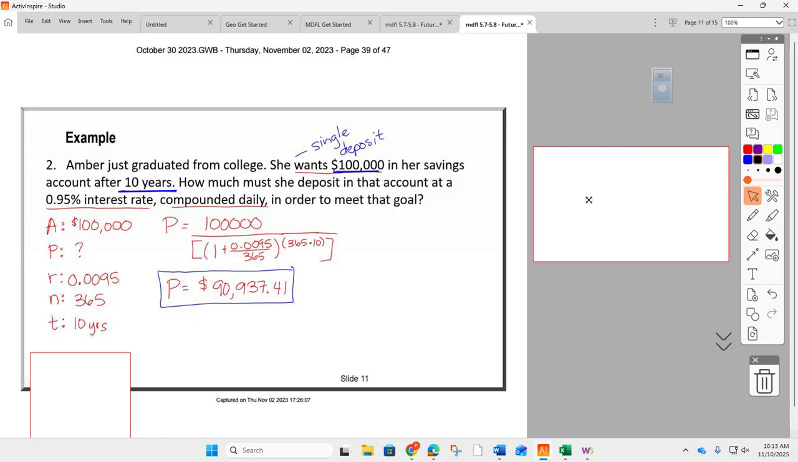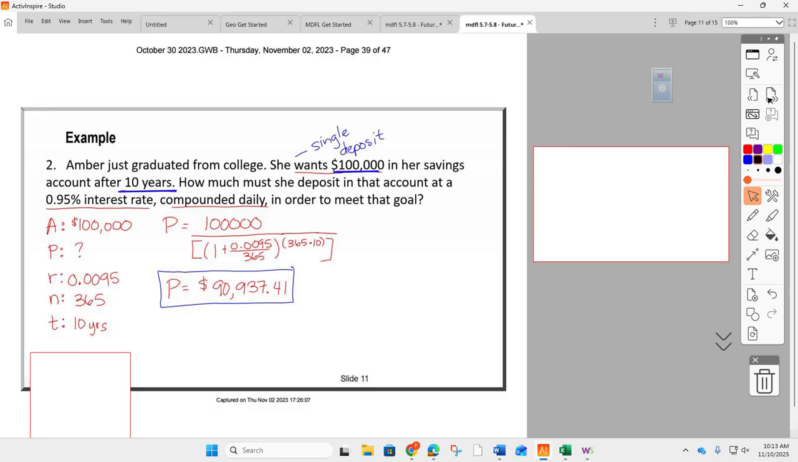So that's pretty good. That is assuming that she has almost $91,000 somewhere, which I've never had. So. Any questions? All right, so we're going to move on to the next one.